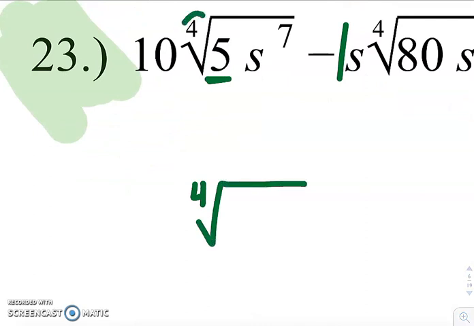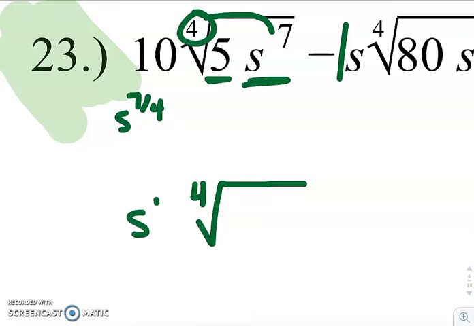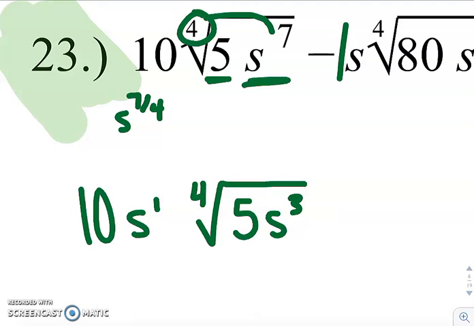So it is just going to stay underneath there. But how about the fourth root of s to the 7th? How many times does 4 go into 7? Once. And then 3 remaining. So the 10 was just out there. We couldn't take the fourth root of 5. So the only thing we really did here was simplify the fourth root of s to the 7th. The 10 was still there. The 5 stayed there. All we did was simplify the s's.